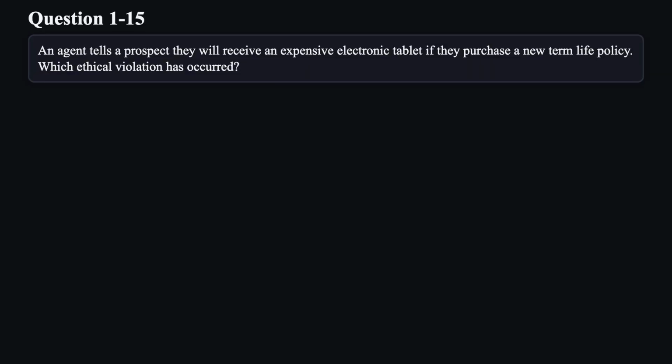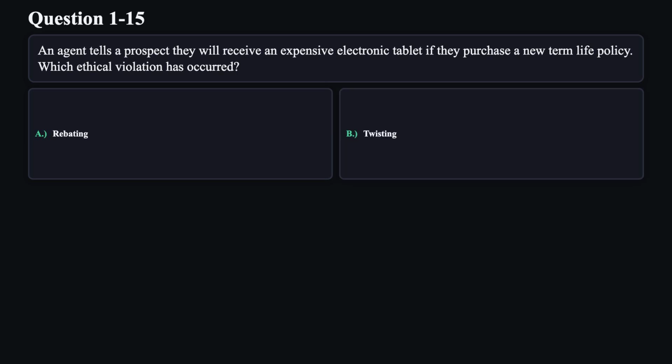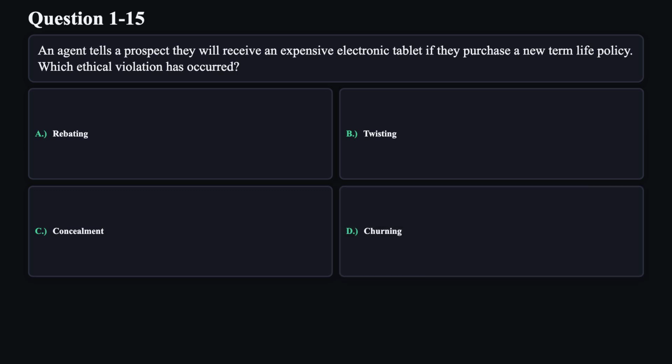Question 15. An agent tells a prospect they will receive an expensive electronic tablet if they purchase a new term life policy. Which ethical violation has occurred? A. Rebating. B. Twisting. C. Concealment. D. Churning.